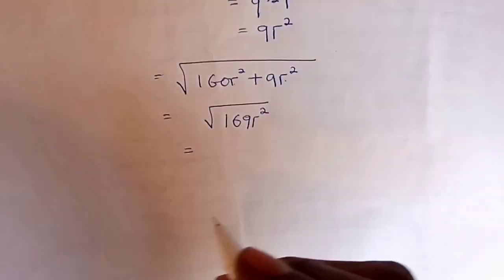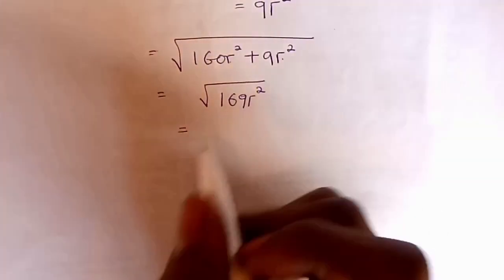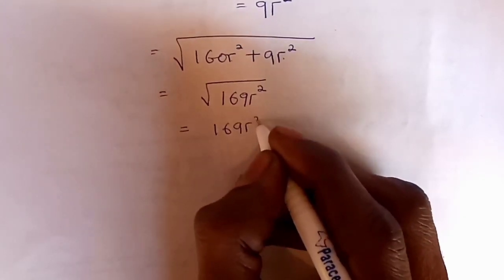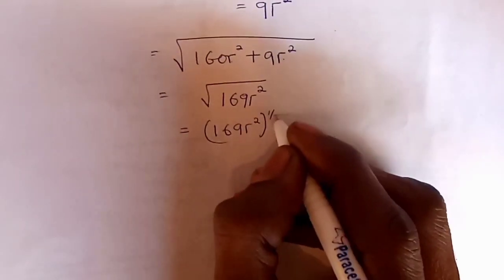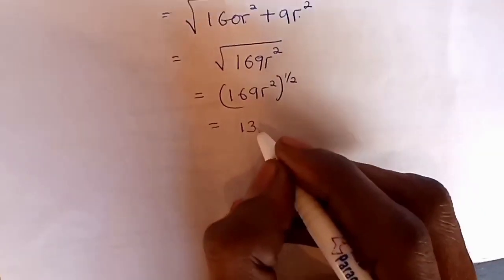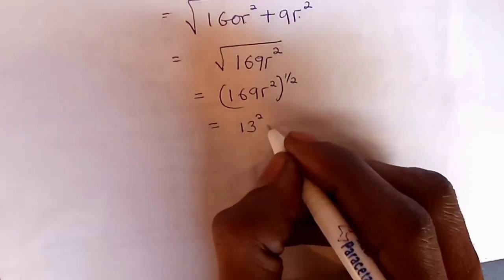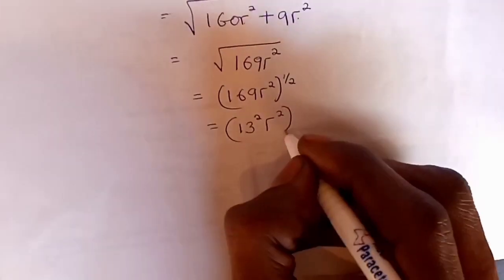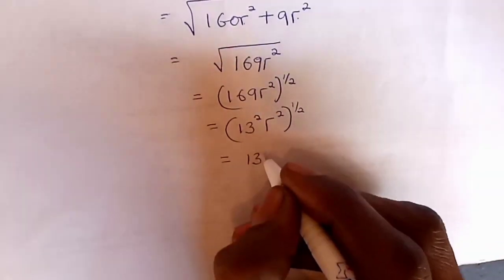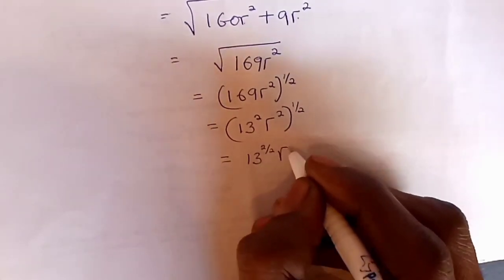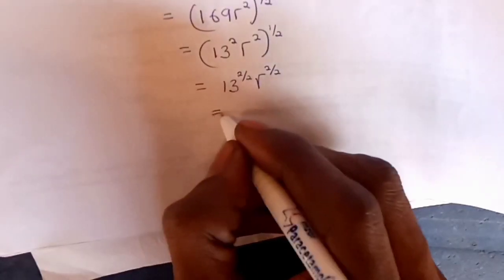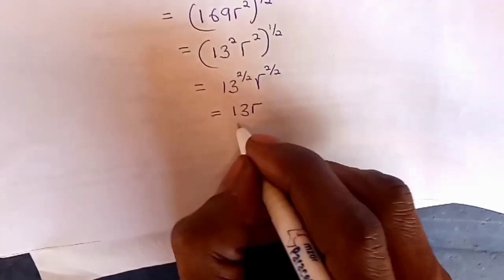Lastly, we then have it this way. You can still go through the same process again using the same approach. We have (169r^2) all to the power of 1 divided by 2. Still the same thing: 169 can be written as 13 raised to the power of 2, then r^2, all to the power of 1 divided by 2. So this can be written as 13 raised to the power of 2 over 2, then r with 2 over 2. So lastly, I have 13r as my final answer.